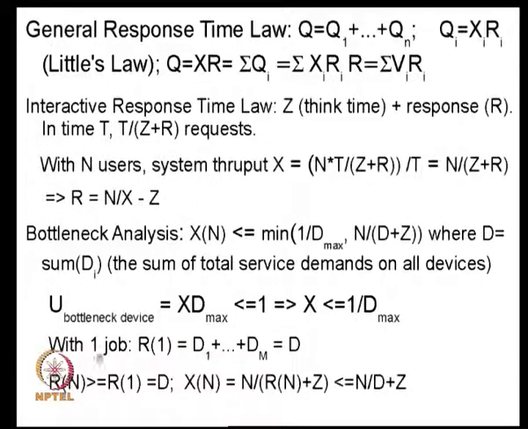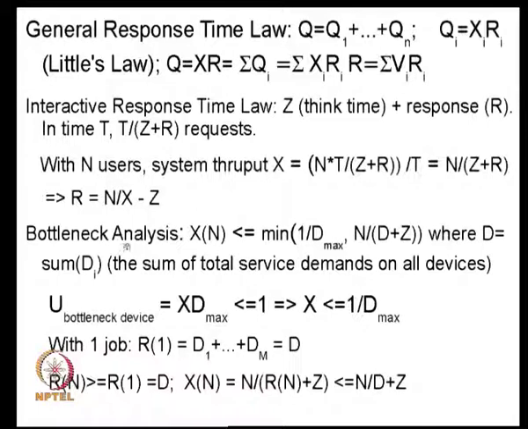If you take only one job, there are no queues, because there is only one job. Therefore, the response time is basically the sum of the demands at each station, D equals D1 plus and so on up to Dk. Whereas if I have n jobs, the response time has to be certainly more than the response time for a single job, that is D. So X of n is n by (R of n plus Z), and R of n is greater than or equal to D. So X of n is less than or equal to n by (D plus Z). That is why you get this min.